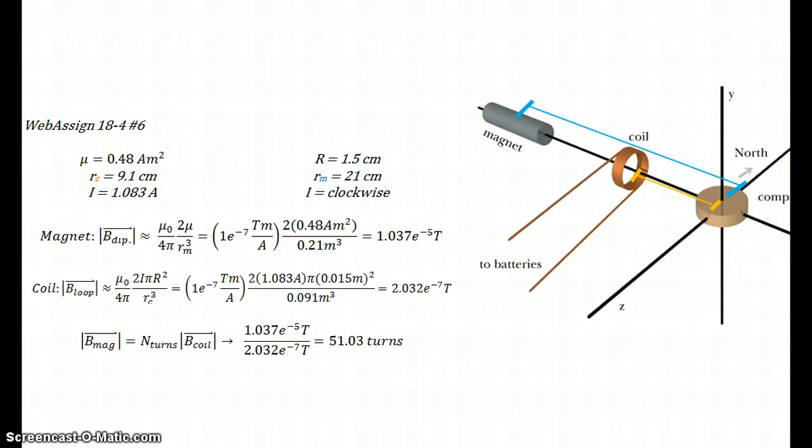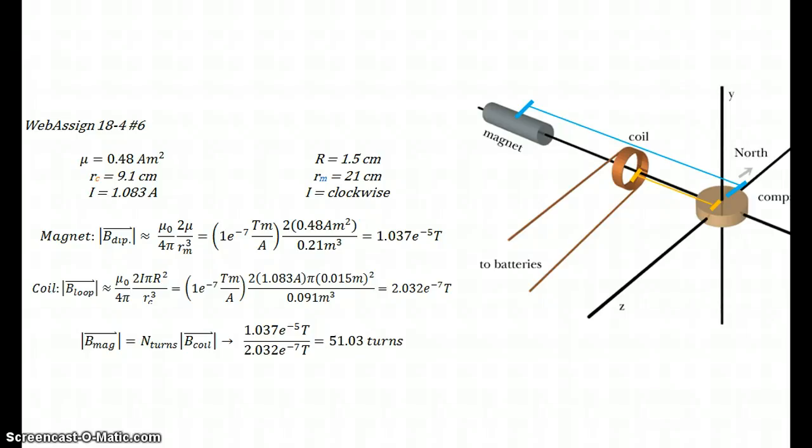Between the compass and the magnet is a coil of wire with radius 1.5 centimeters. The center of the coil is 9.1 centimeters from the center of the compass. The steady current is a little more than 1 ampere and runs clockwise when viewed from the compass.